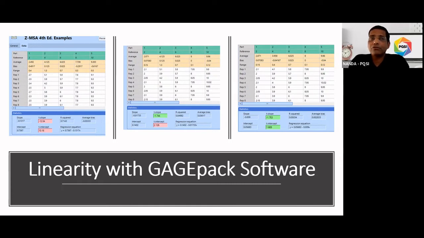You don't have to know more about regression. Of course, knowing more about it is actually good. But in the event you're not aware of this, traditionally what happens in the industries that I work with is that the people who do a linearity study are not exposed to regression, just as when they do a bias study, they're not exposed to the one-sample t-test and things like that. So this is the challenge, and that's where software like GaugePack will help you.